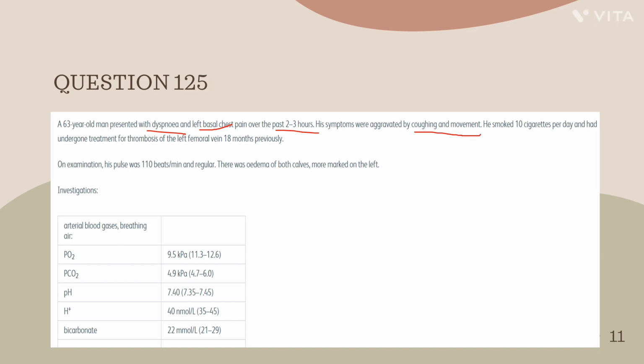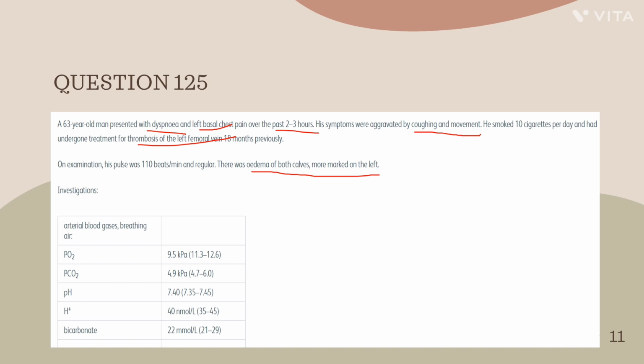So more likely the chest pain is respiratory, it's not of cardiac origin. He smoked 10 cigarettes and had undergone treatment for thrombosis of left femoral vein 18 months previously. So he had a history of DVT previously. History of DVT, acute dyspnea, chest pain. First thing that comes to your mind is pulmonary embolism. And also his pulse is 110 and there is edema of both calves, more marked on the left. So now also he has come with a DVT with a pulmonary embolism.